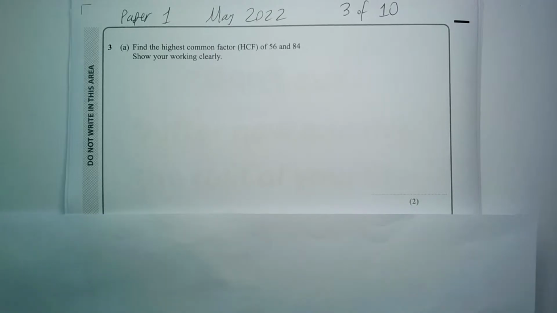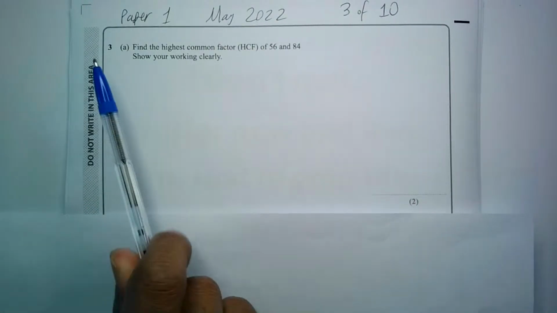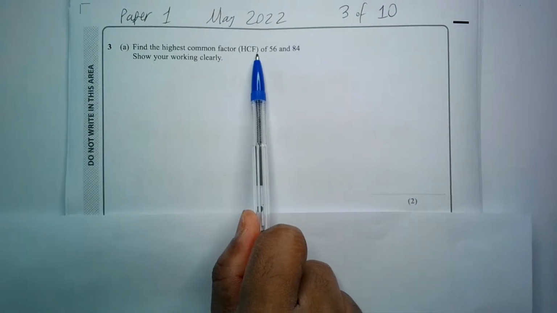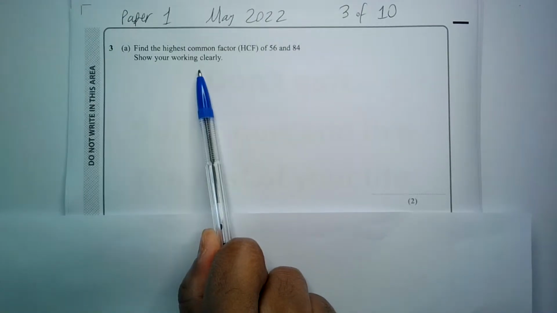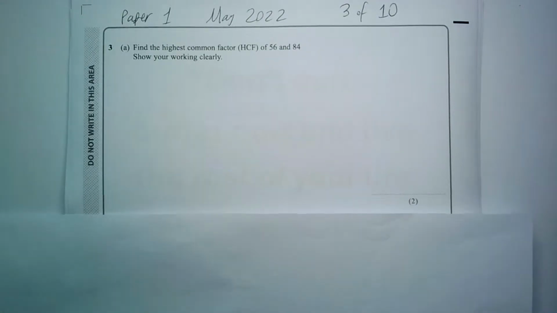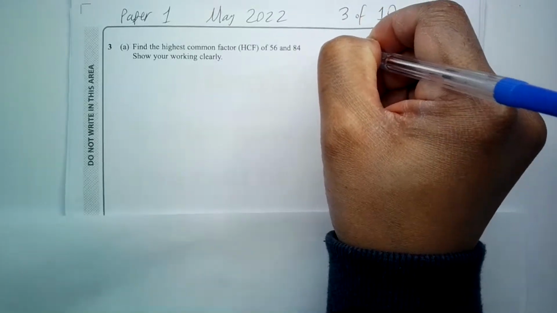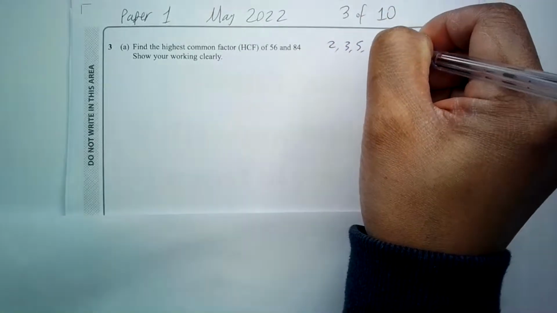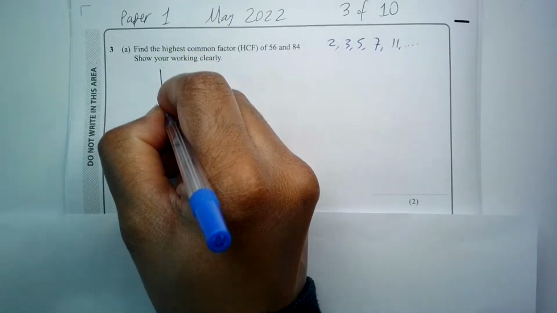Okay, let's make a start on this one. So we've got, similar to previous questions, find the highest common factor, HCF, of 56 and 84. Show your working clearly. So we're going to do similar to what we've done before. We need to remember our prime numbers: 2, 3, 5, 7, 11, and so on. All right, I'm going to draw my table.